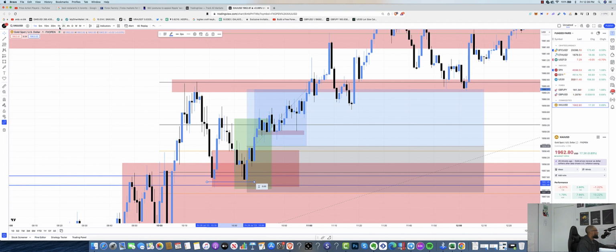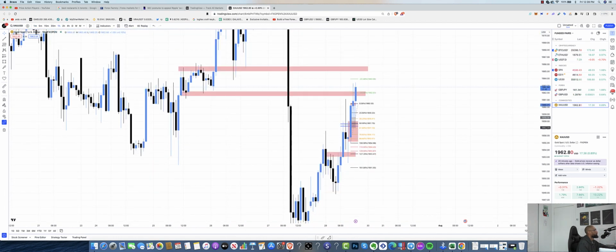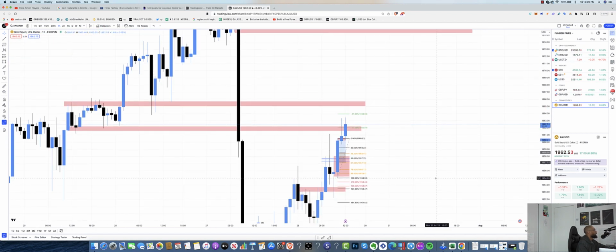We were in an uptrend if we look on larger time frames. So we have a low, we have a higher low, right? So we're looking for buys. When we see that, we are looking for buys in the market, right? So we're looking for buys in the market.